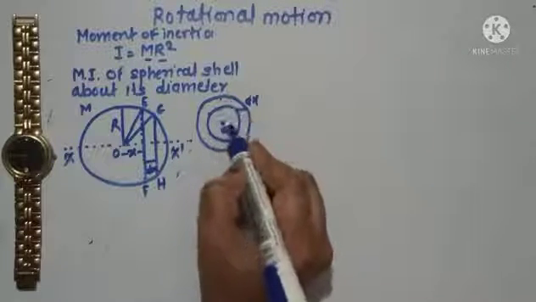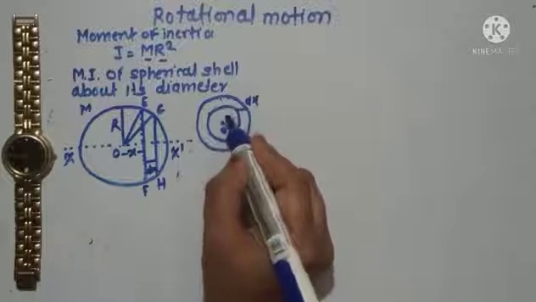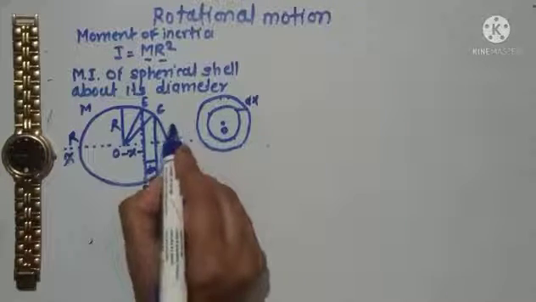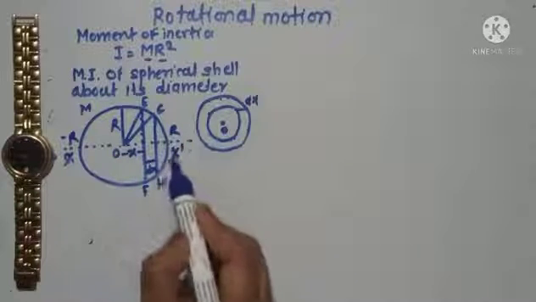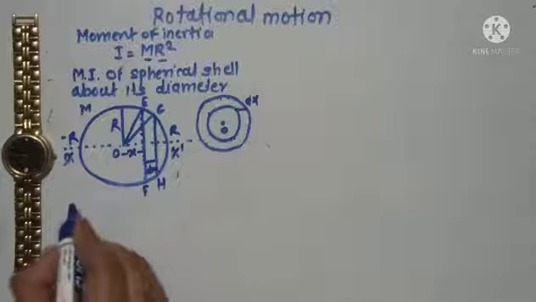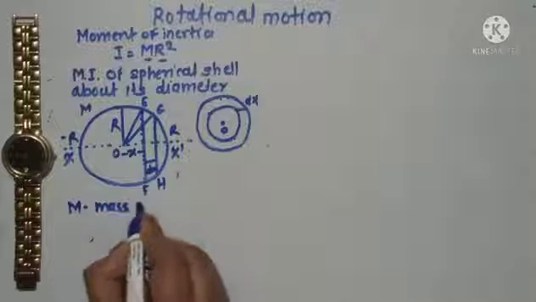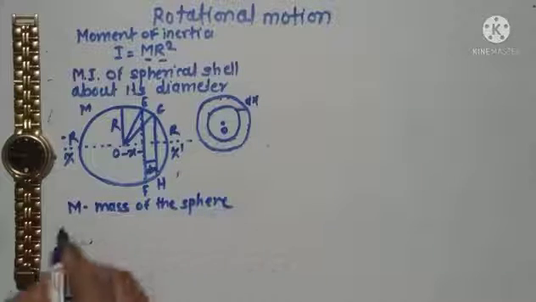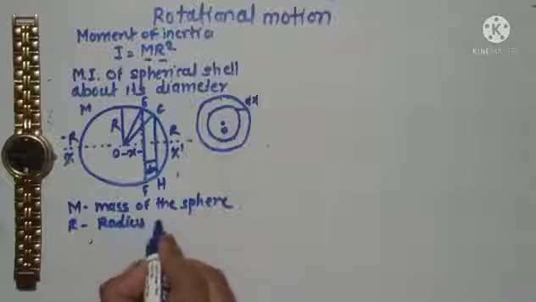If I calculate the moment of inertia of this thin slice, and if I integrate it from minus r to plus r, then I am going to get the total moment of inertia of a spherical shell about its diameter. So let us try to calculate this. The things which we have considered: m is the mass of the sphere, capital R is the radius of the sphere.